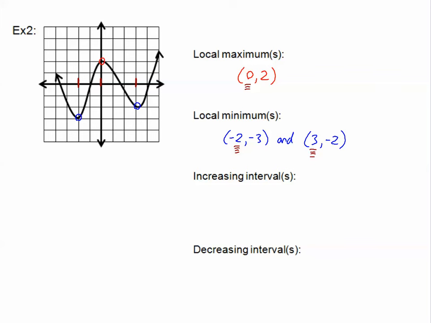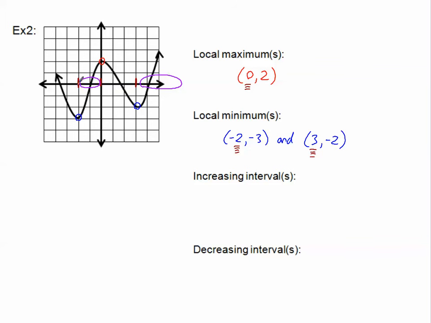Let's see if we can find the increasing first. And I'm going to be reading from left to right. So let's see, I'm going down and then up. Okay, so this is the first increasing interval. I'll describe that. And then I'm going down. Oh, but then I turn again and I go up. So this is another increasing interval. So let's describe these 2 increasing intervals.